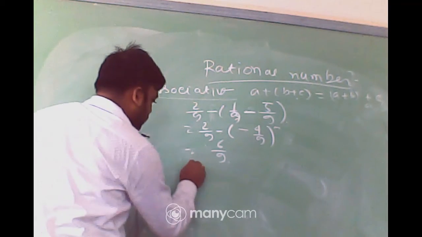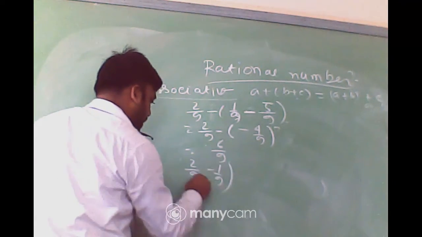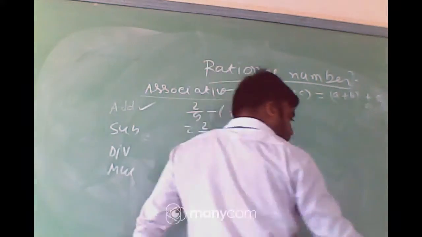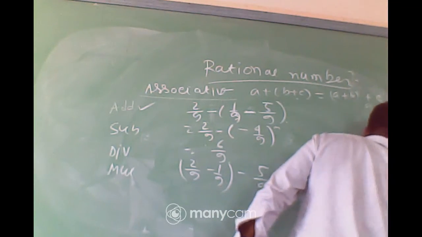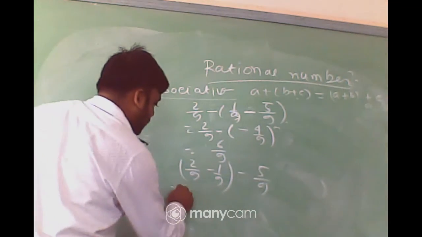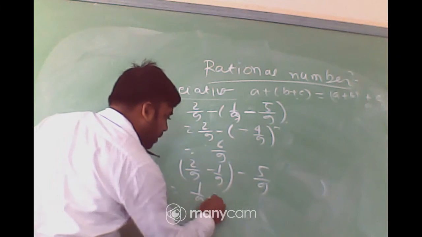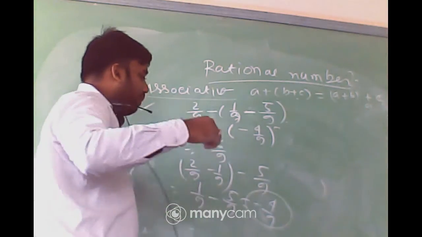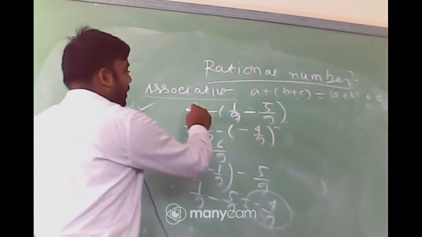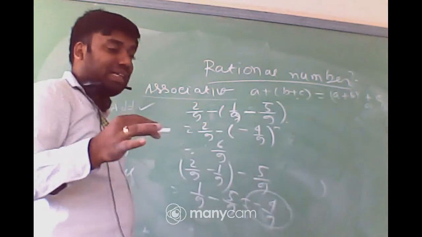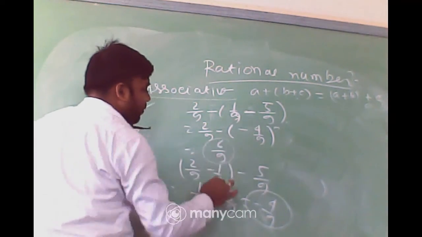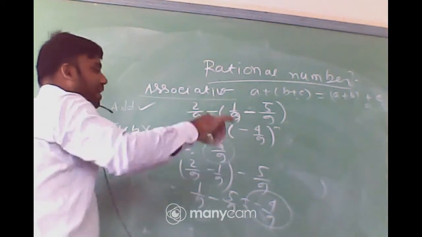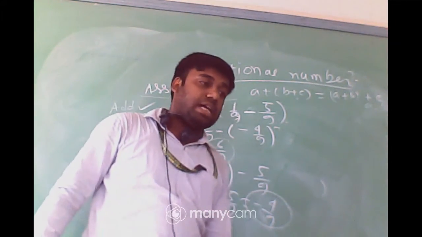And in the other way, 2 by 9 minus 1 by 9 minus 5 by 9. Tell me the result. What will you get? 2 by 9 minus 1 by 9 is 1 by 9, then minus 5 by 9, that is minus 4 by 9. So one answer is minus 4 by 9, another is 6 by 9. In both cases the numbers are the same, but one result gives 6 by 9 and another gives minus 4 by 9. So subtraction of rational numbers does not follow the associative property.